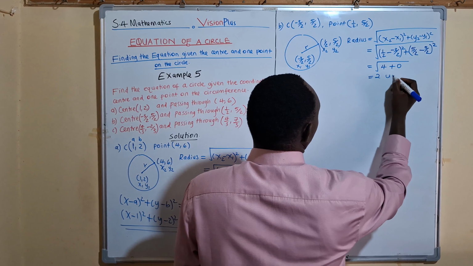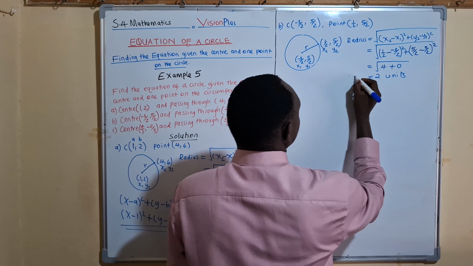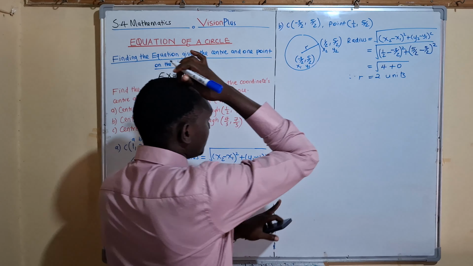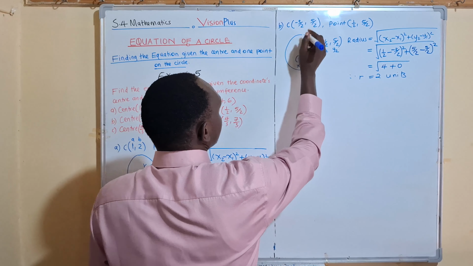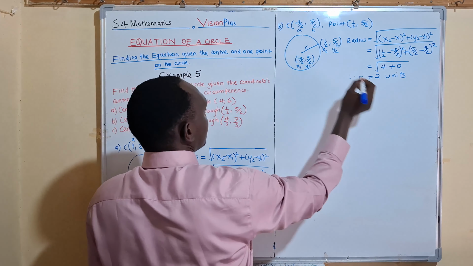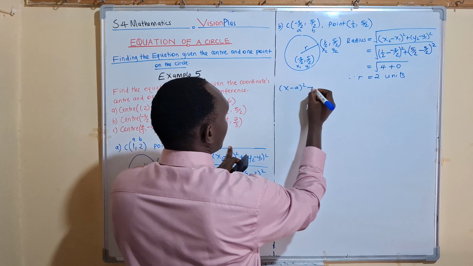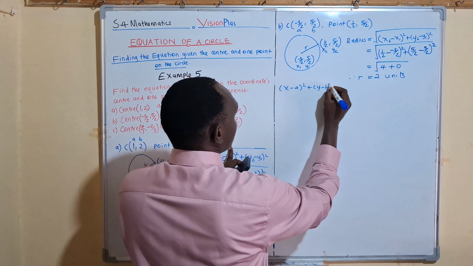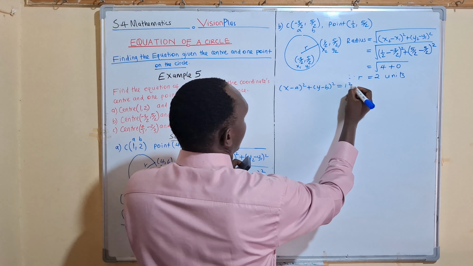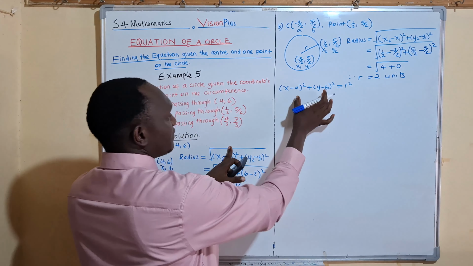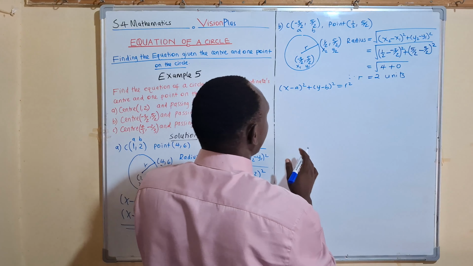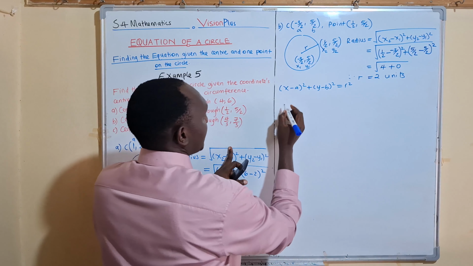2 units. So now that we have our radius as 2 units, we can find the equation, because we have the center (a, b) and the radius. Choose any format. I'm choosing (x minus a) squared plus (y minus b) squared equals r squared, which we have learned. If you have not, go back and see the videos on the playlist.